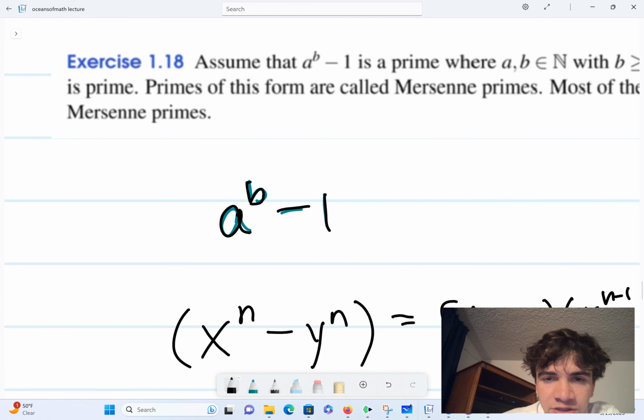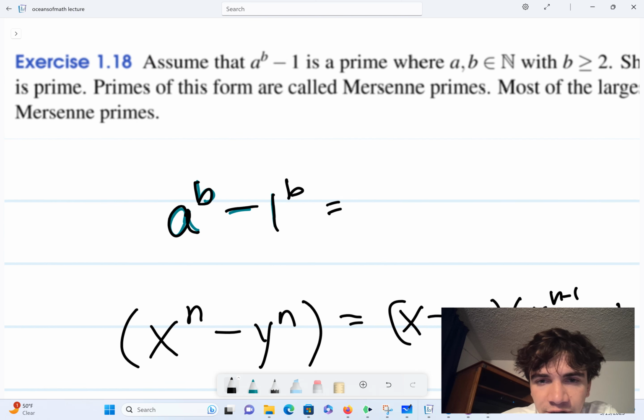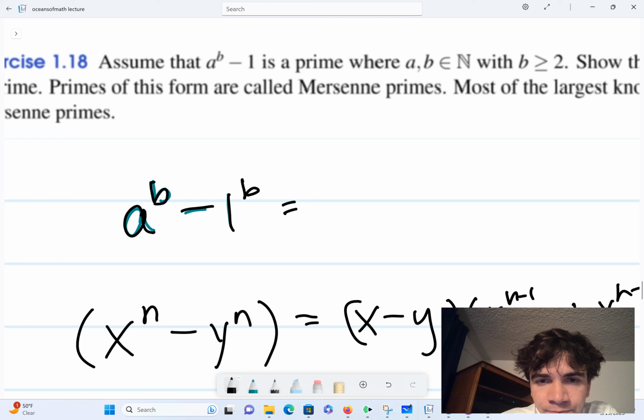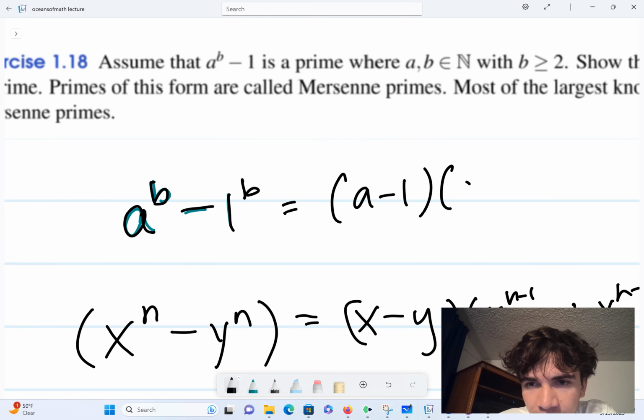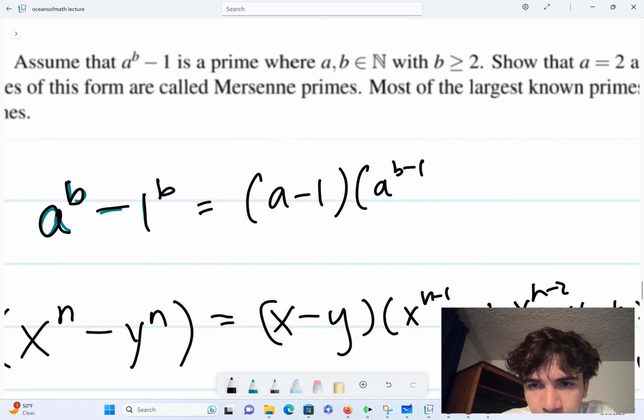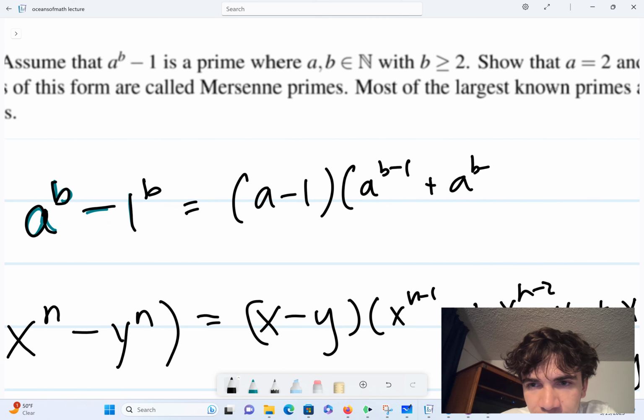So we notice that we can write a to the b minus 1 as a to the b minus 1 to the b, right? And then I can just factor this. So I have a minus 1 times a to the b minus 1 plus a to the b minus 2, excuse me, a to the b minus 2, plus all the way down to 1.